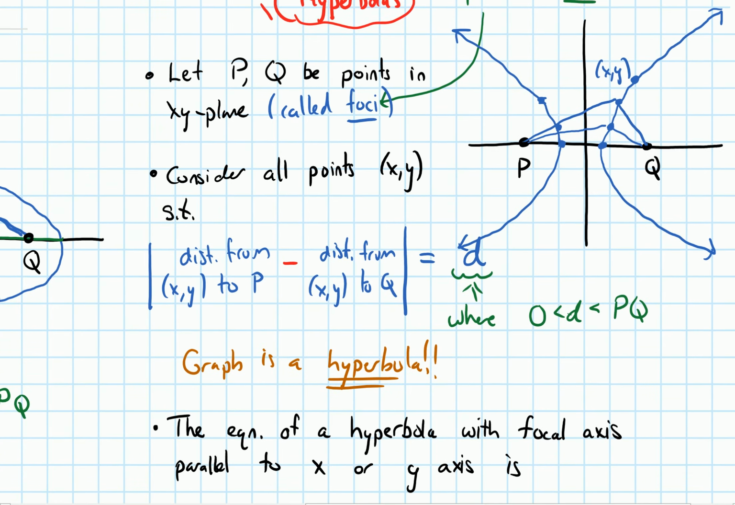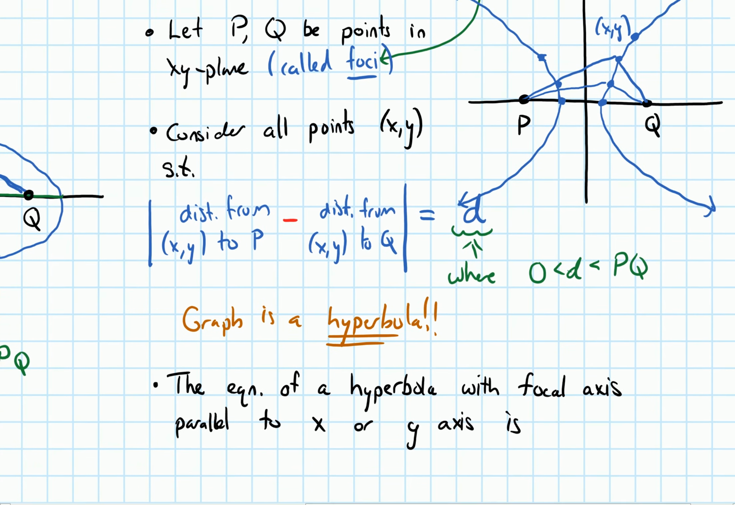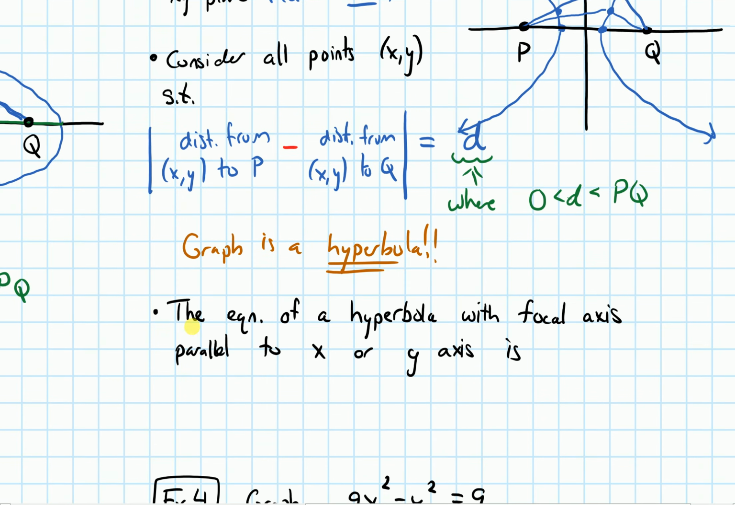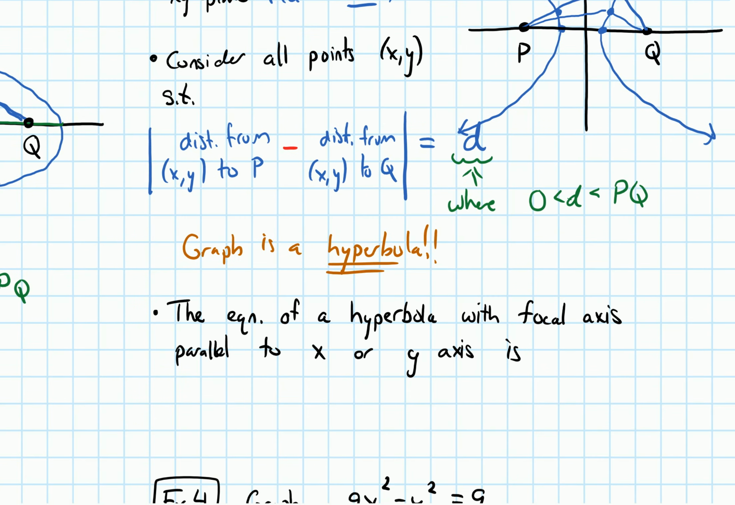Okay, so what's the equation of a hyperbola? The equation of a hyperbola with a focal axis, by which I mean the line that connects the two foci, in this case the line connecting P and Q, being parallel to the x or the y axis, could have one of two forms. It could look like (x minus x naught) squared over a squared minus, that's the key difference between this and an ellipse, the minus sign.